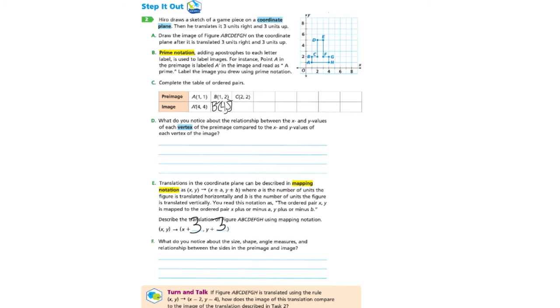What do you notice about the size, shape, angle measures, and relationship between the sides in the pre-image and image? So again, they're asking, do the side lengths change? Do the angle measures change when you did those translations? So think about that, pause the video, answer that question, and then we'll go to the next page.